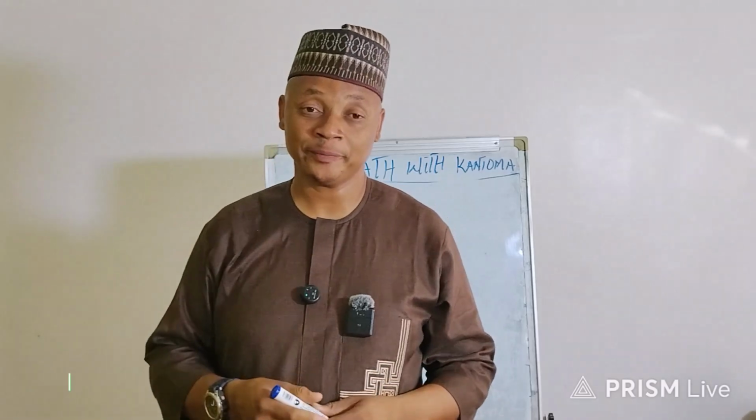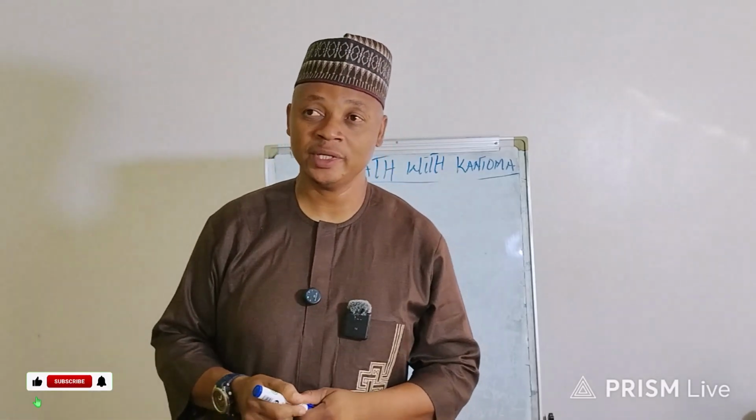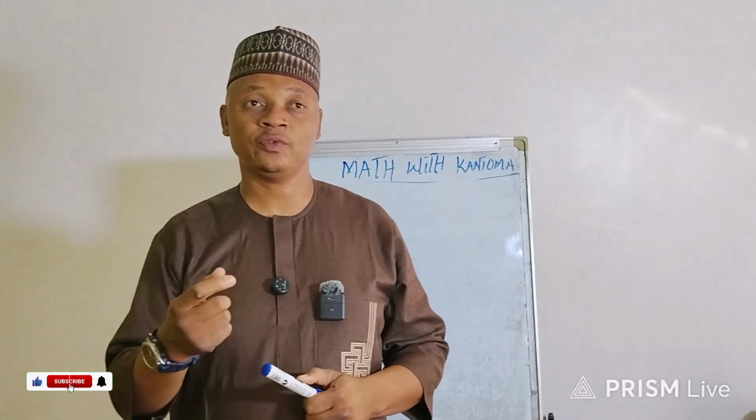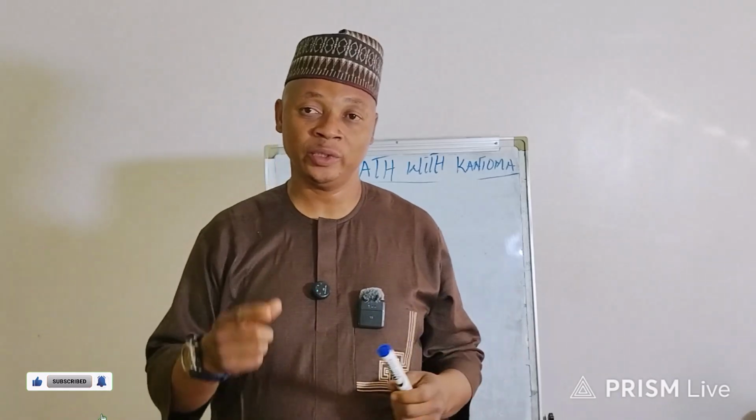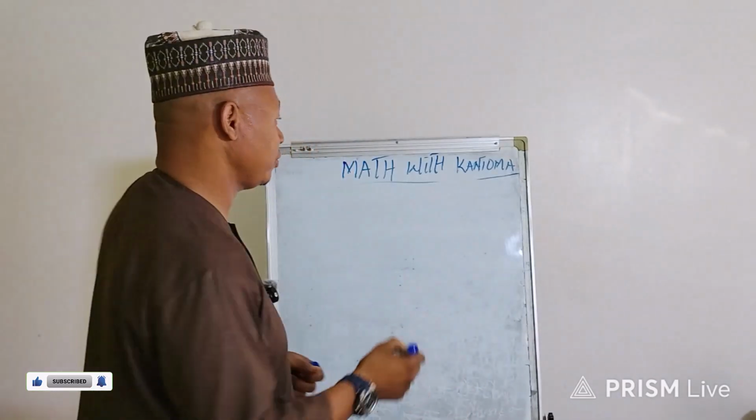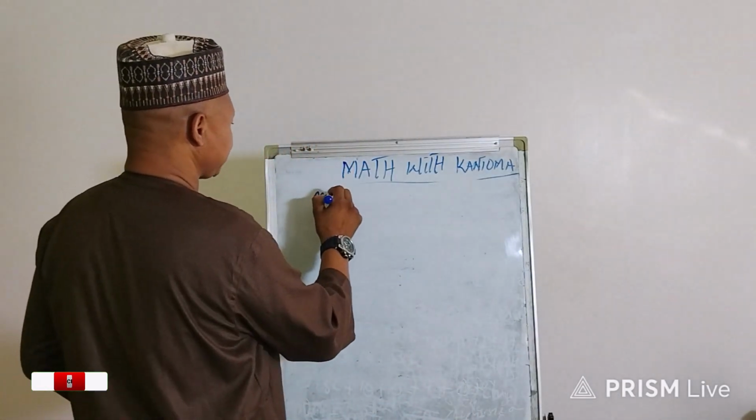Welcome to Math with Kantoma. In today's edition, I'll be showing you how to find a missing angle on a right angle triangle.